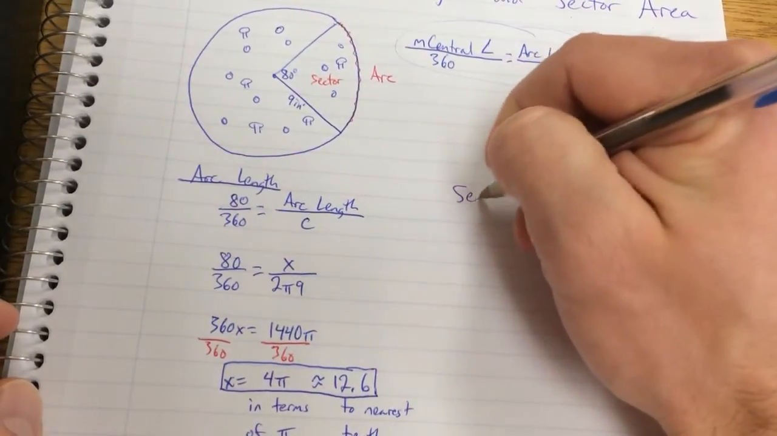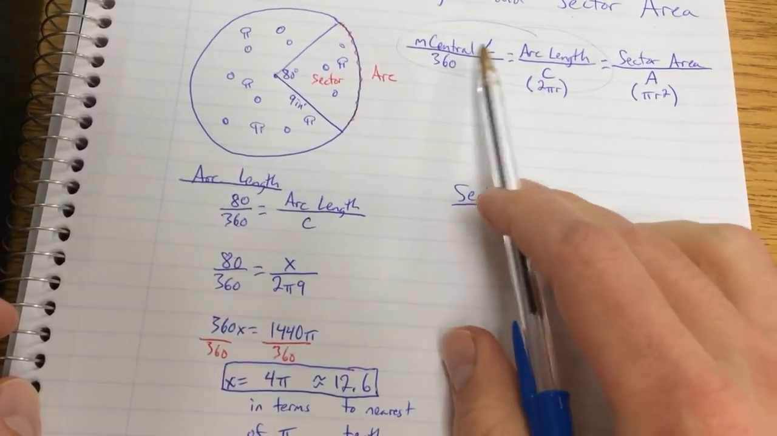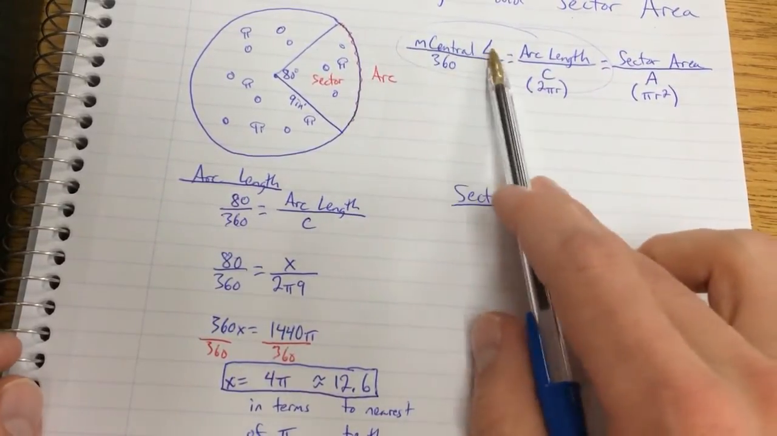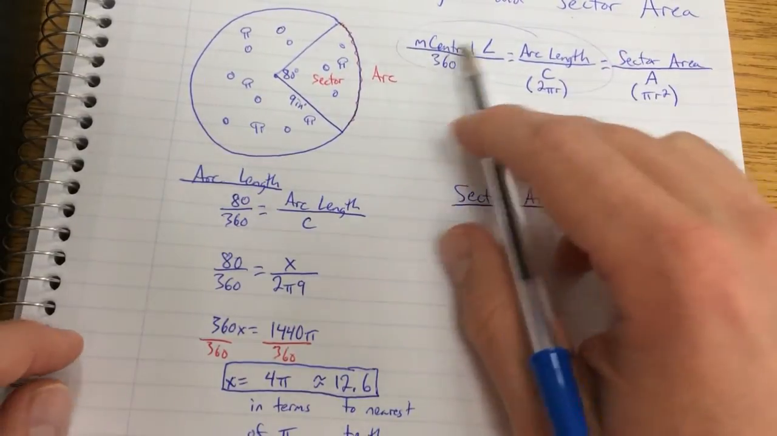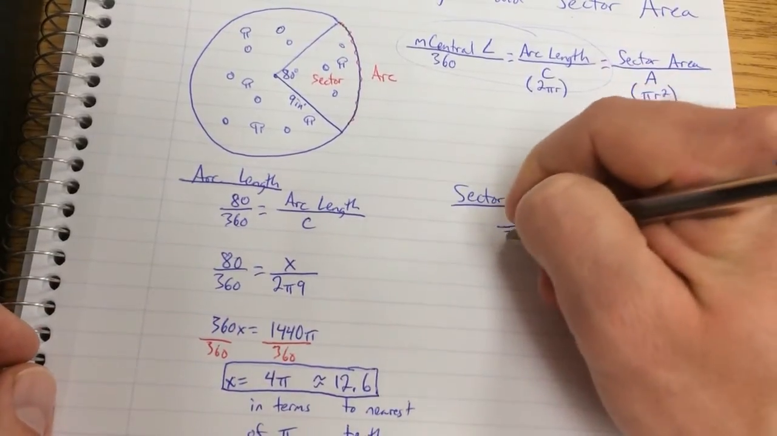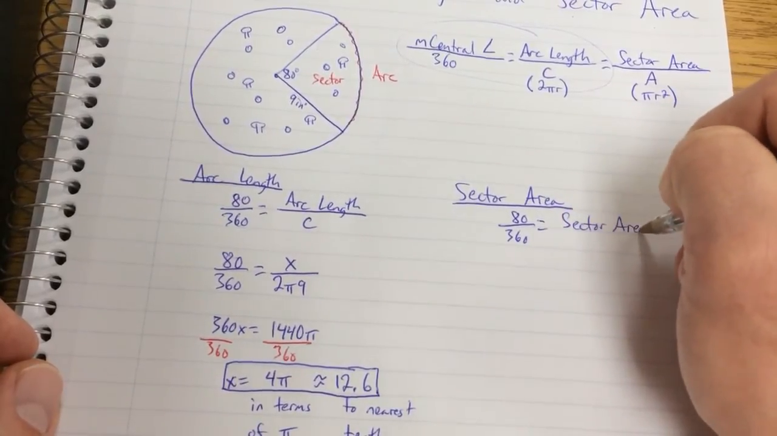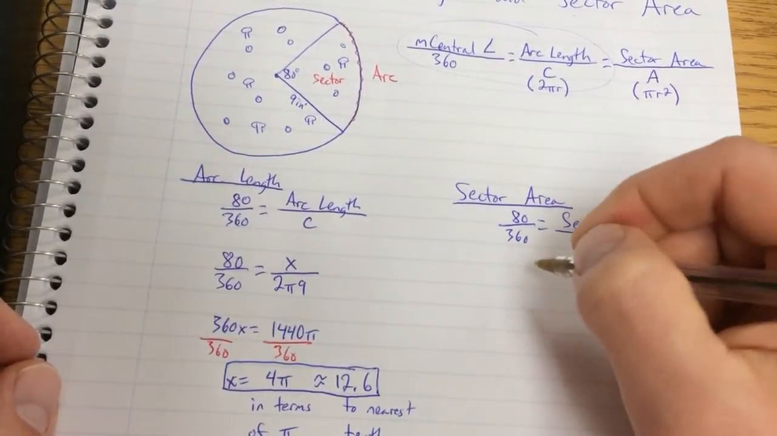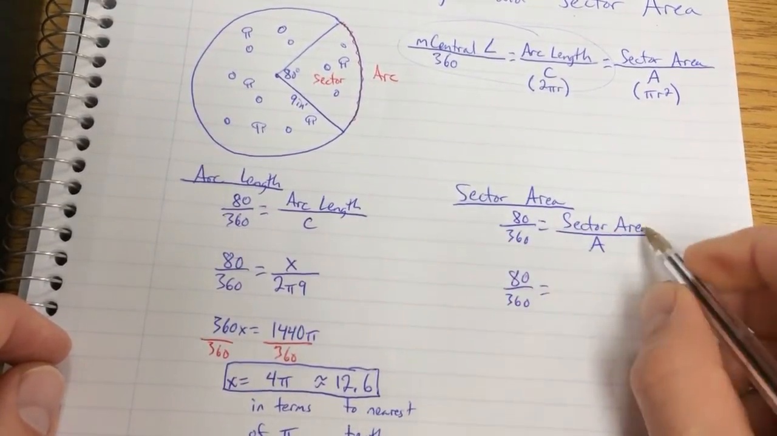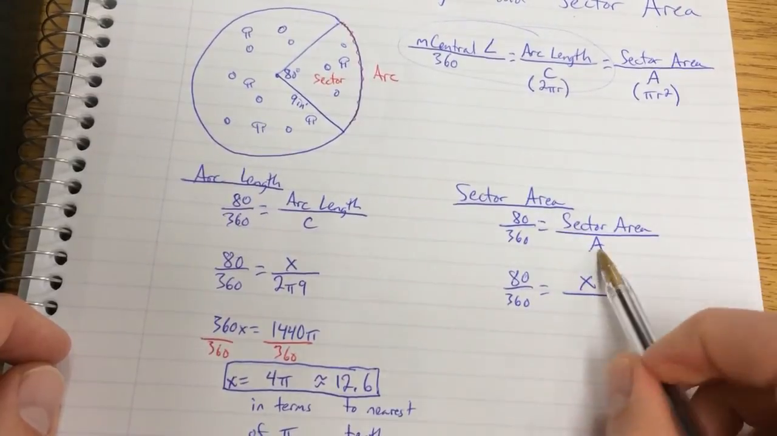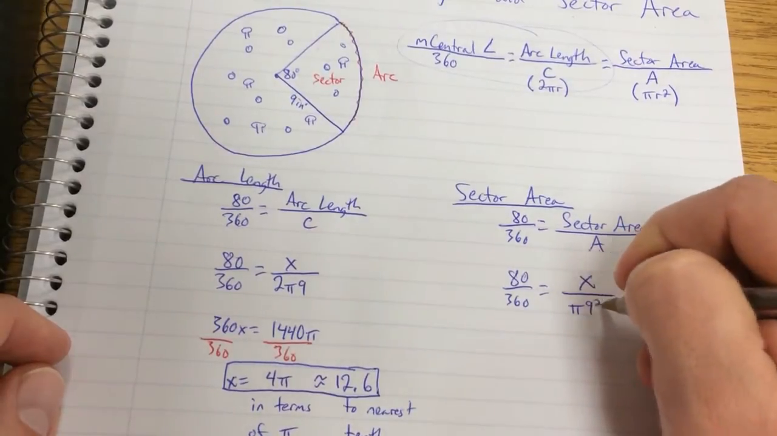Now let's look at sector area. Like I said, I can use this proportion, kind of leaving out the middle piece. The measure of the central angle over 360 is equal to the sector area over the area. So my central angle again was 80 over 360, and that'll be equal to the sector area compared to all of the area. Okay, I can find out those pieces then. 80 over 360. I don't know my sector area, so I'm going to call it x. I know my area, though, is pi r squared, with 9 as my r, so pi times 9 squared.